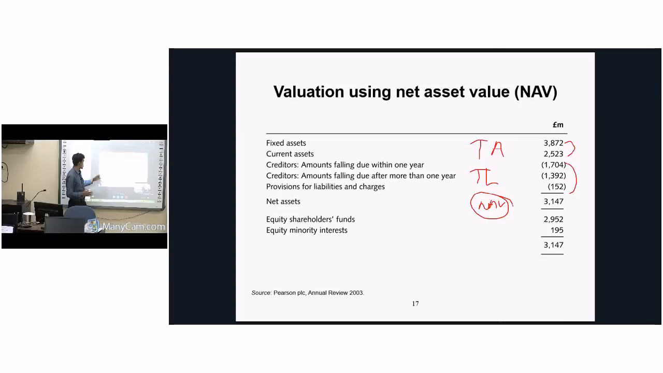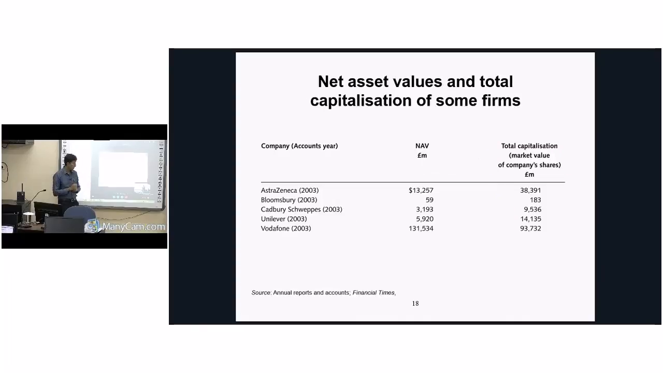So if you look at these organizations, whereas Bloomberry's net asset value was 59 million pounds, the market value was 183. That's very normal, because as you know, NAV shows the historical value of the firm, and the market value should ideally be higher than that, because the perception of the market will reflect in the market value and it will be higher.